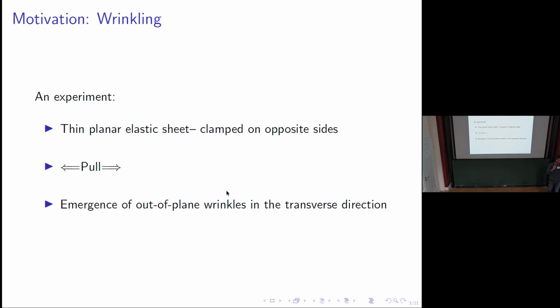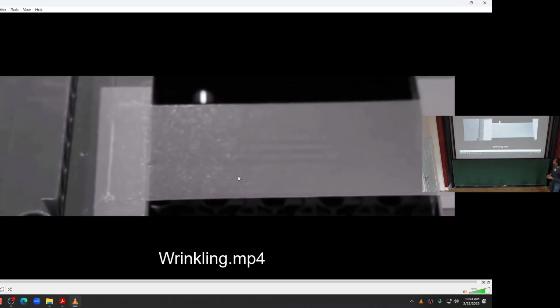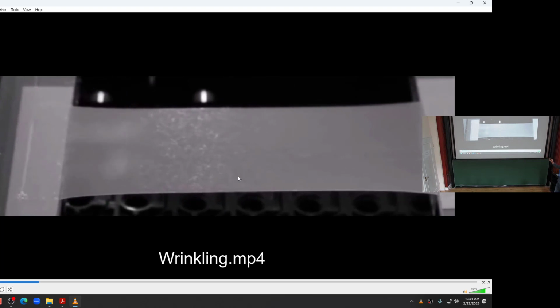Now, I don't know how helpful that picture was, so I think it's best to just show you a video of someone actually doing the experiment. As you can see, when they pull on the sheet, some wrinkles appear in the middle. So let's do that again.